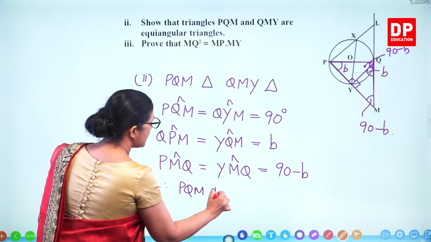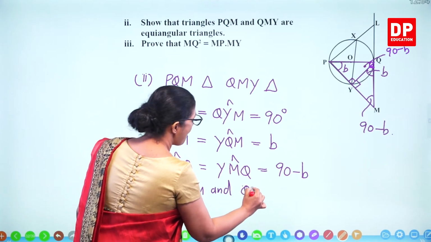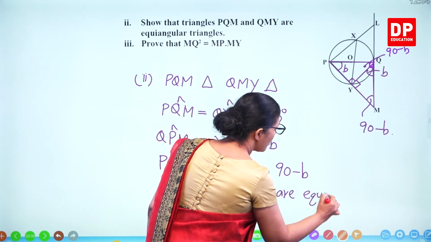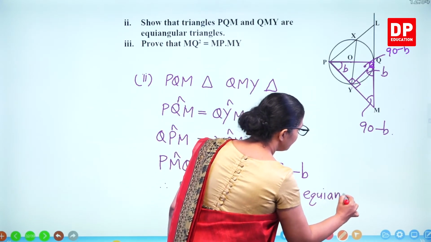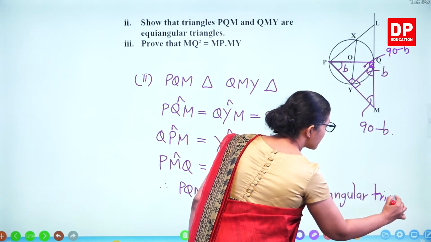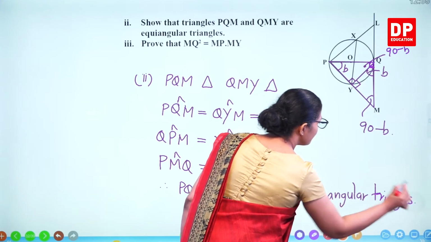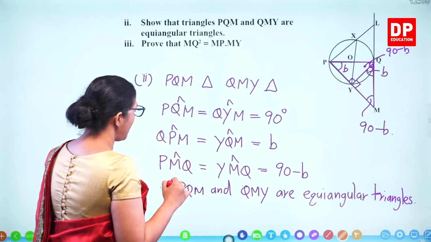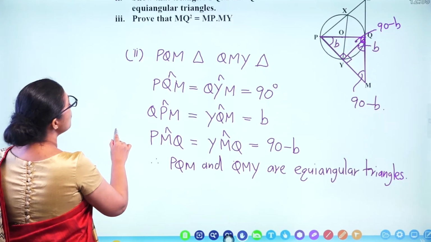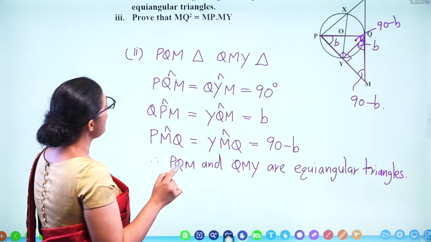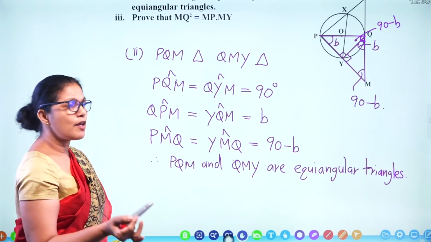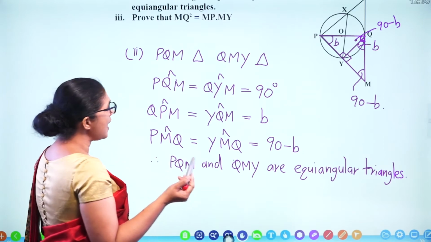So we can say PQM and QMY are equiangular triangles. Then last part, prove that MQ squared is equal to MP times MY. So if the two triangles are equiangular, the ratios are the same.